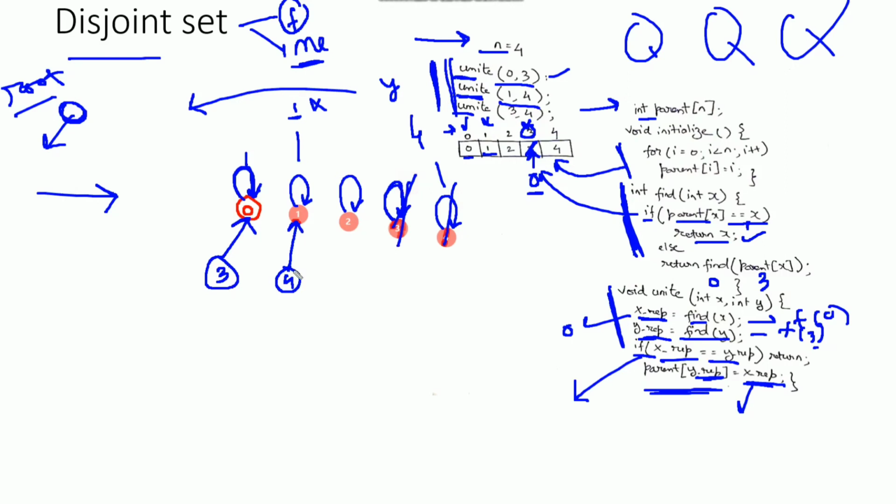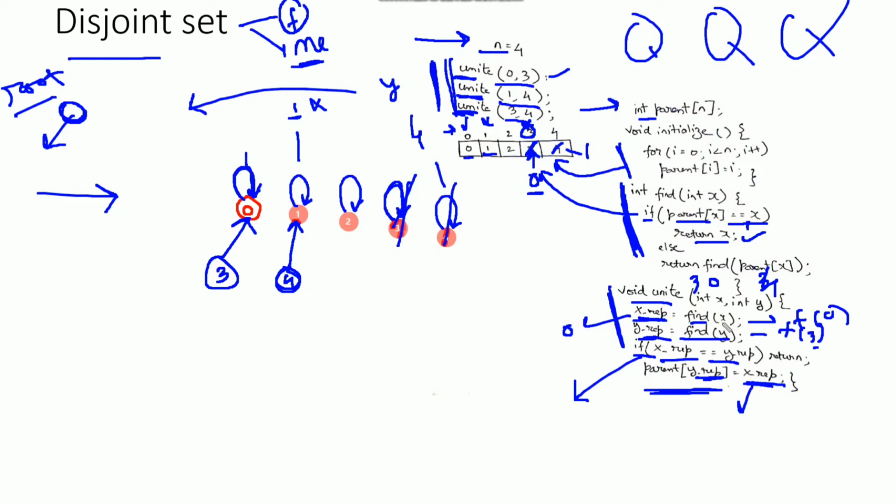So the representative of data 4 will be what? The representative of data 4 will be 1. So I'm going to change this from 4 to 1. Okay, now the next operation is again unite 3 comma 4. So I'll call x representative, which is nothing but find x. The value of x is 3 and the value of y is 4.